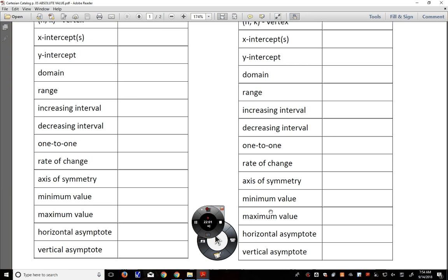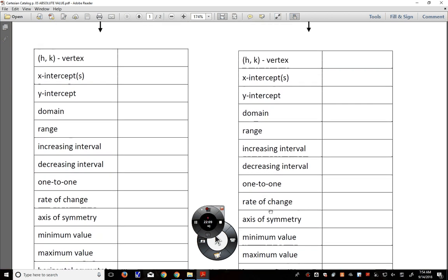Okay, so first of all, the stuff at the bottom, the asymptotes, just cross those out for now. These don't have any asymptotes. We're not going to deal with that. So we're not even going to talk about asymptotes. All right, but we are going to talk about the rest of this stuff.